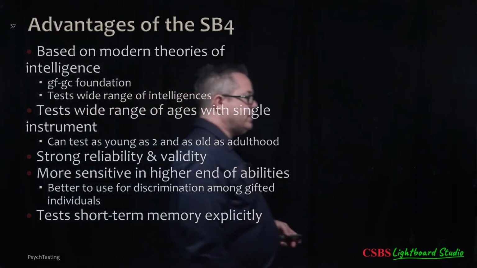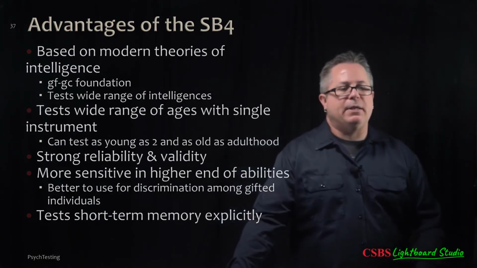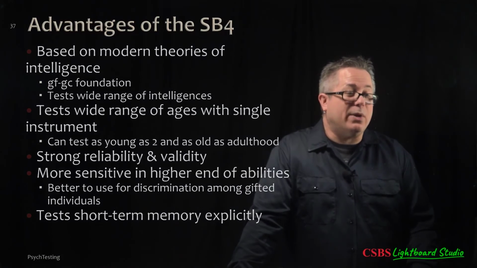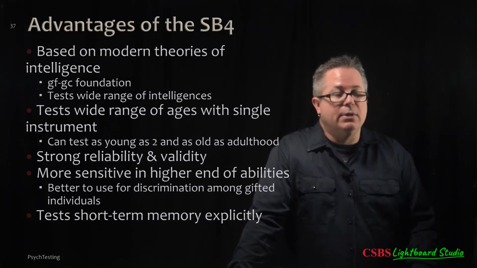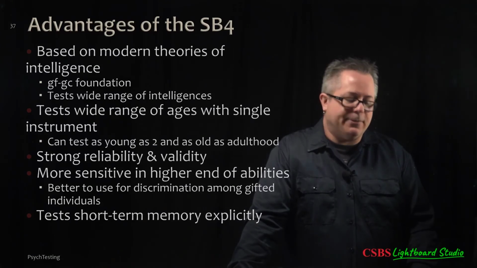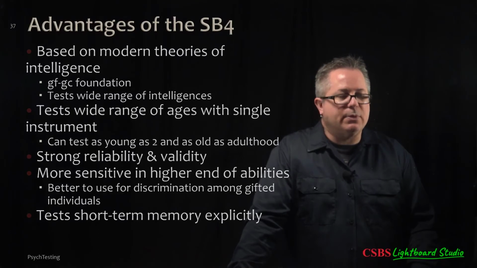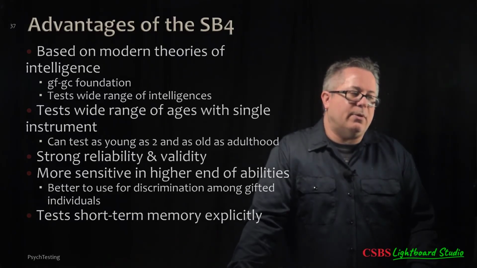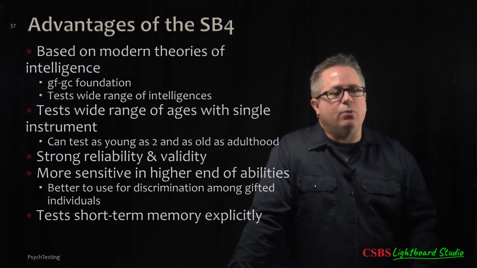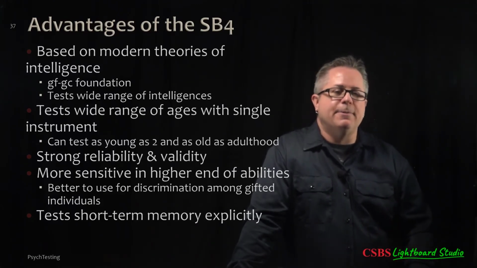So the advantages of the Stanford-Binet 4 was it's based on more modern theories. So it allowed intelligence to be treated in a more complex, more modern way. It brought in tests of a wide range of intelligences, not quite the multiple intelligences of Howard Gardner. There weren't 8 different ones, but it did build upon foundations of fluid and crystallized intelligence, and it tested a wider variety of intelligences with the 4 scales.